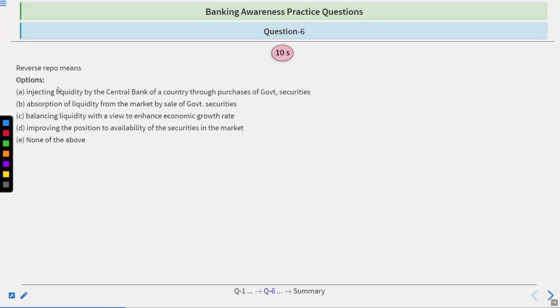Now let's move to question number 6. Reverse repo means injecting liquidity by the central bank of a country through purchases of government securities, absorption of liquidity from the market by sale of government securities, balancing liquidity with a view to enhance economic growth rate, improving the position to availability of the securities in the market, none of the above. To answer this, you will have 10 seconds. Time starts now.